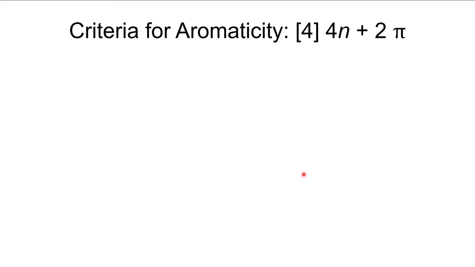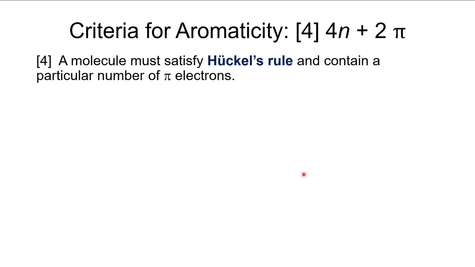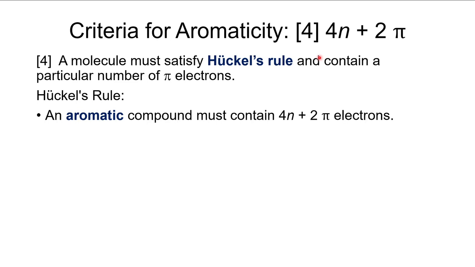Our fourth criterion for aromaticity is called Huckel's rule. Huckel's rule tells us that aromatic compounds must have a particular number of pi electrons. And that particular number is 4n plus 2 pi electrons. Meaning, n is an integer, so we can have 4 times 0 plus 2, which would be 2 pi electrons. We can have 4 times 1, which is 4, plus 2 is 6. And if we add 4 to each of those numbers, 10, 14, 18, we will find that those are acceptable numbers of electrons. So aromatic compounds are going to have 4n plus 2 pi electrons.